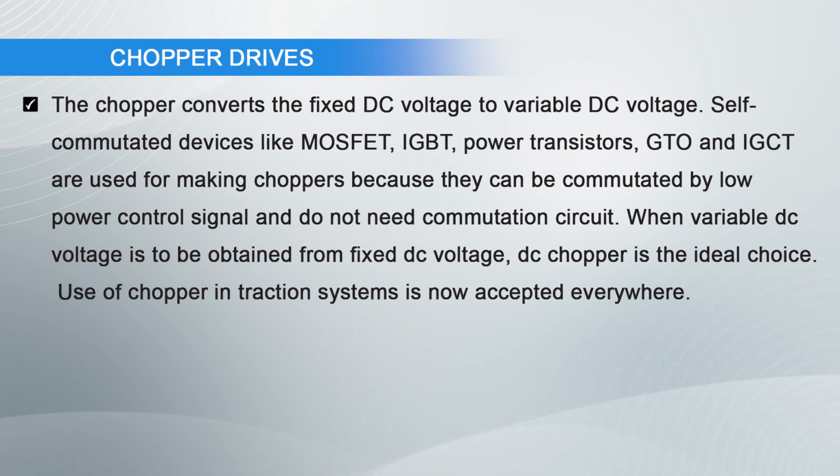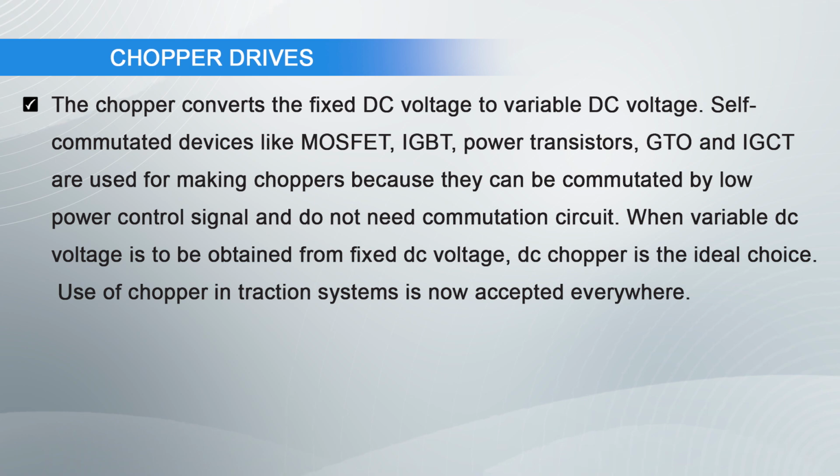Self-commutated devices like MOSFET, IGBT, power transistor and GTO are used for making a chopper because they can be commutated by a low power control signal and do not need a commutation circuit. When a variable DC voltage is to be obtained from a fixed DC voltage, a DC chopper is the ideal choice.